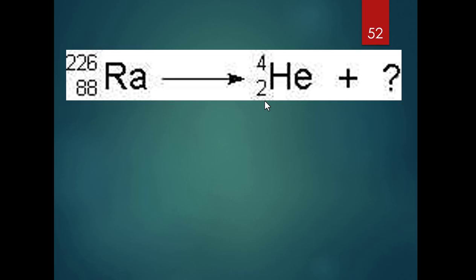So 226 minus 4 is going to be 222. And the 88 minus 2 is going to give us the 86. And 86 is the radon, so it's Rn. The new element is going to be 222, 86, Rn, which is the radon. That's what you got in your houses if you live close to mountains which have granite with some radium or uranium there. Okay, so this is our solution for this nuclear equation.